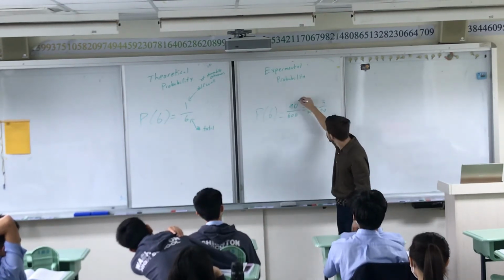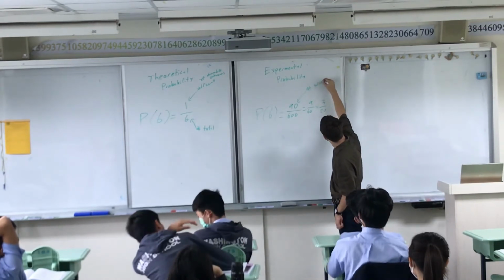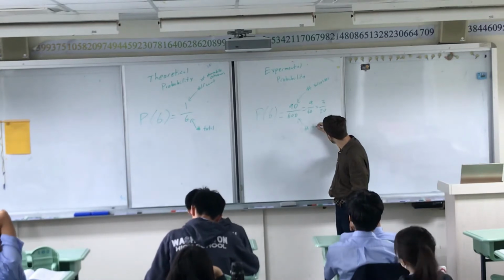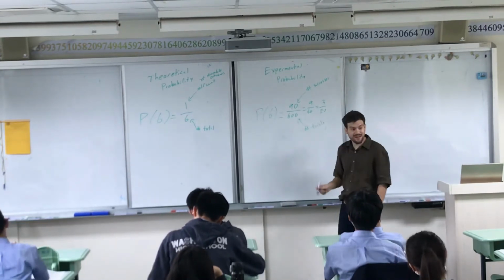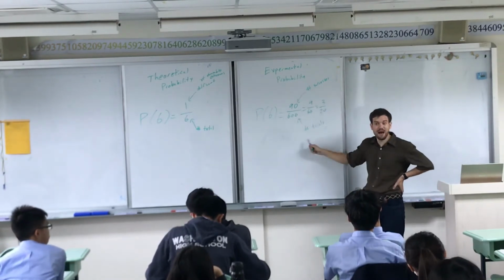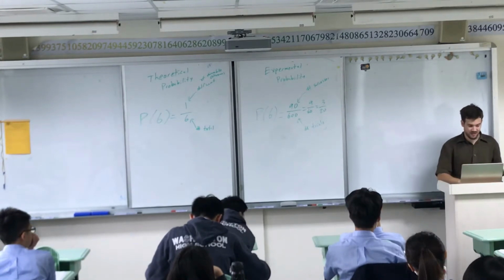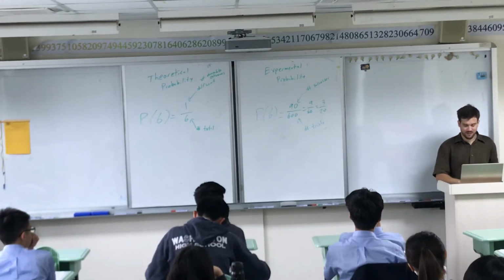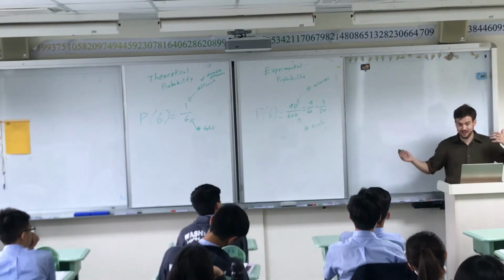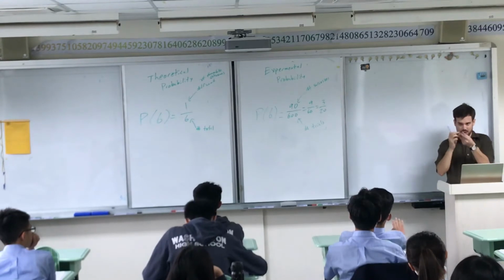This is number of successes over number of trials. How many times I ran the experiment, so how many times I got a 6, divided by how many times I ran the experiment, how many times I rolled the die. Does that difference make sense? Experimental is going out and testing. Theory is actually just looking and counting the die.